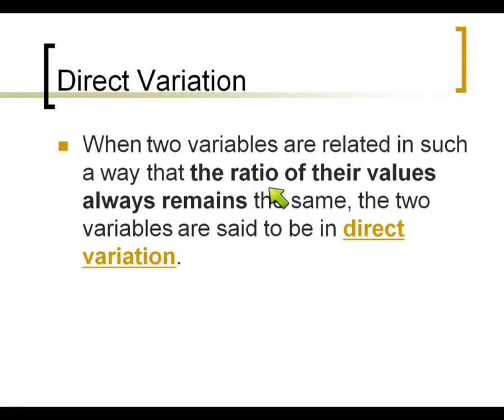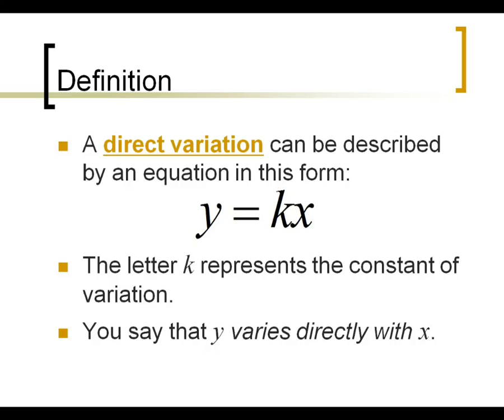So the definition of that: when two variables are related in such a way that the ratio, remember ratio is a fraction, the ratio of their values always remains the same, the variables are said to be in direct variation. So if the ratio of their values is always the same, it's a direct variation. A straight line going through the origin.